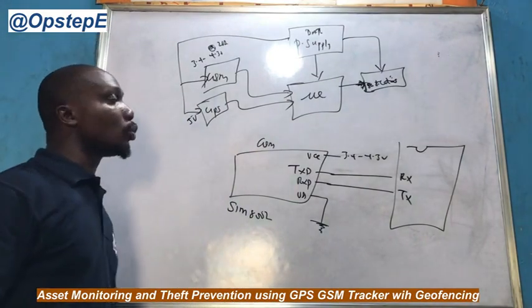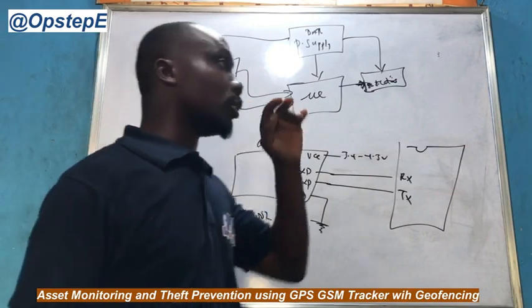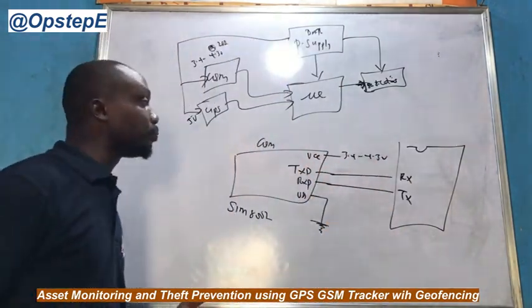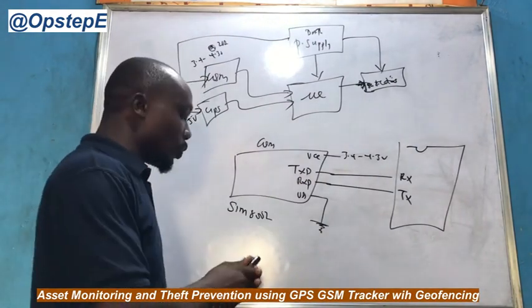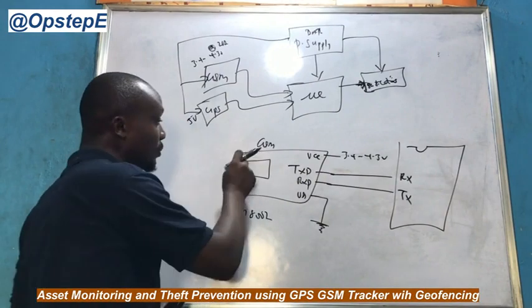So what happens is this. Say for instance, you want to query the system, to get the coordinates of where your cattle or your cows are. You send a text message. This guy is going to have a SIM slot inside. Don't forget, I showed it to you the last time, it has a SIM slot inside.